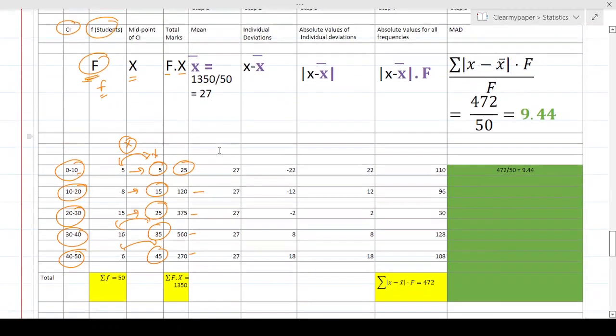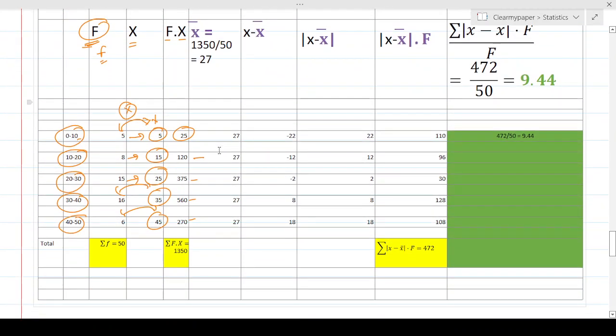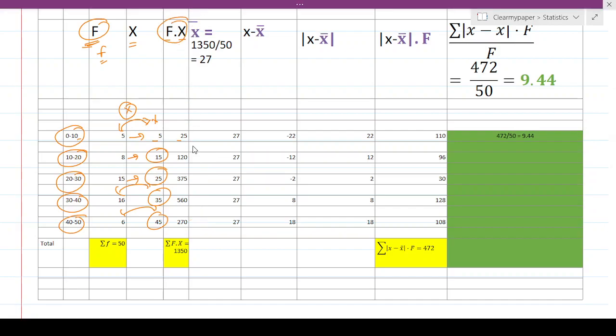And then, since I need to take the normal mean, I'm going to add up all these things. So let me just get rid of this. Hold on. So if you see the fx column, I'm going to add this 25 plus 120, this whole piece I'm going to add up. So I'm putting a symbol here, sigma, that is the summation of f into x, the whole column. And that's going to give me a value of 1350.